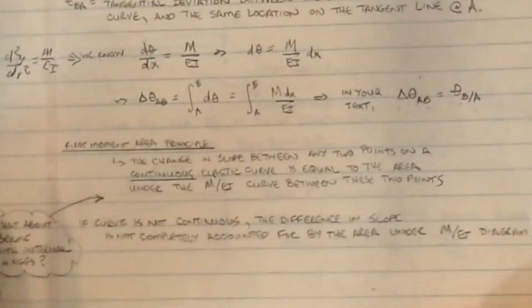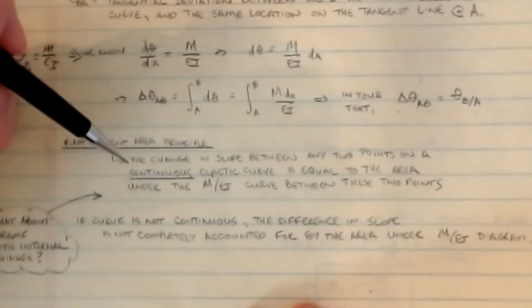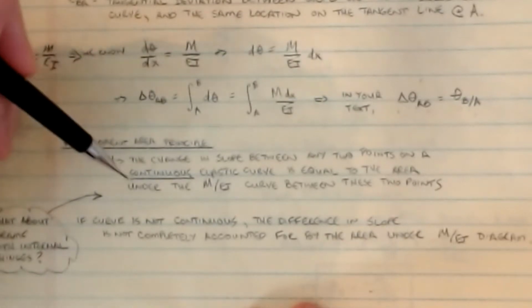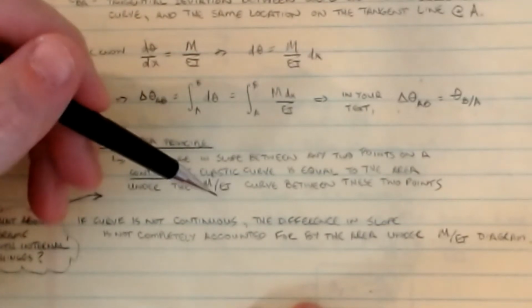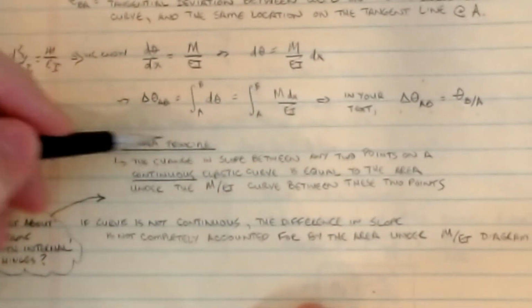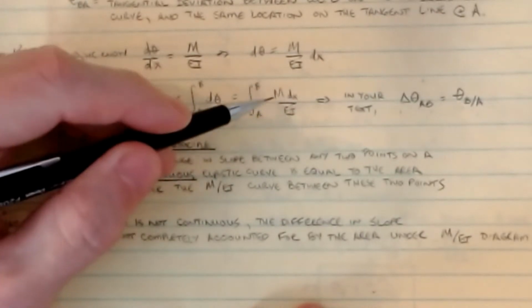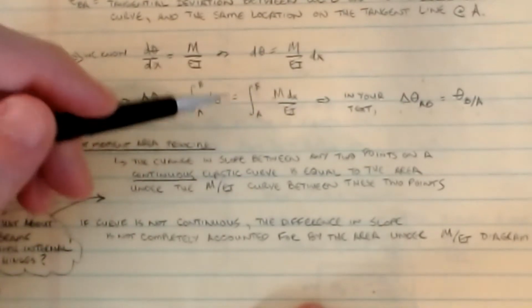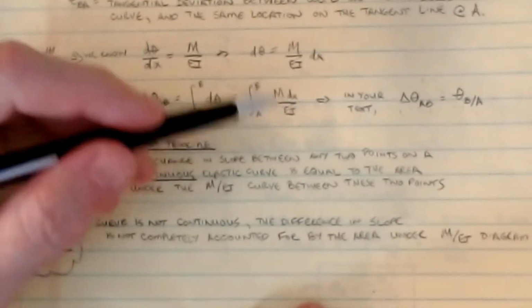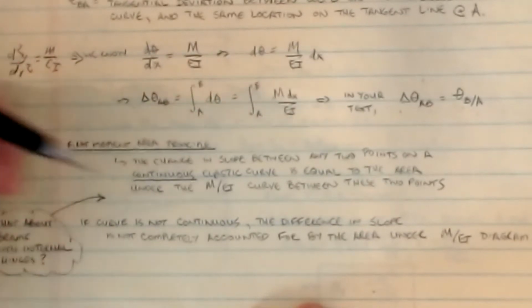All right, so now we mentioned that he has two rules on this. The basic statement that he said is that the change in slope between any two points on a continuous elastic curve is equal to the area under the M over EI curve between these two points. And that's all this was doing, calculating the area under the M over EI curve. Remember, M is a function of x. So if I integrate a function with respect to x, I find the area under that curve. EI we assume is constant. For theory, it doesn't have to be, but over this length it is constant. So we can say that the change in angle is equal to this.